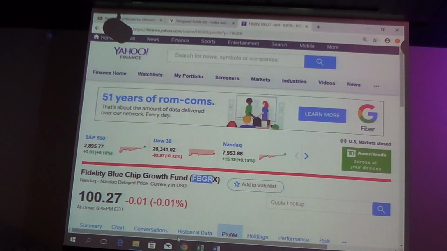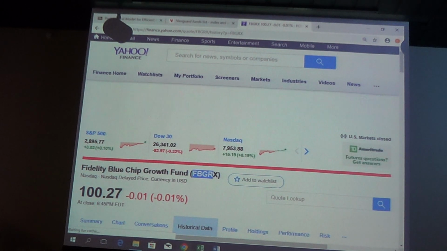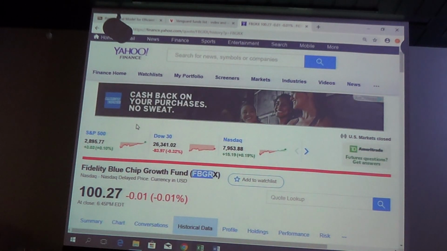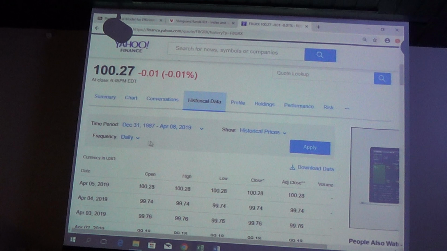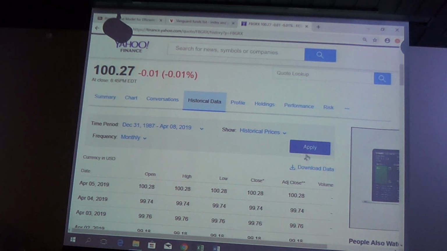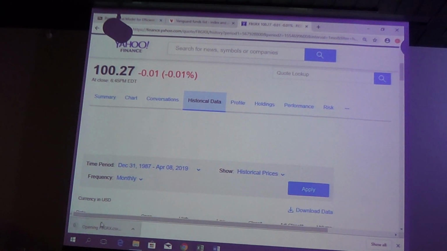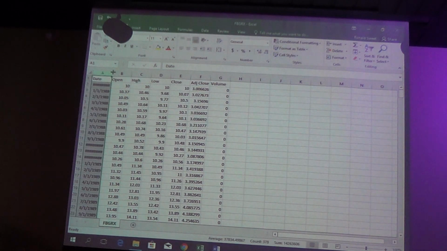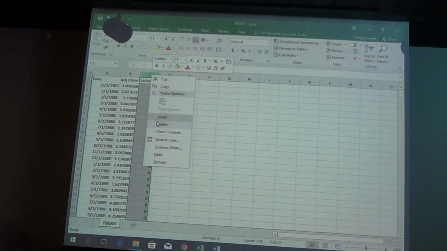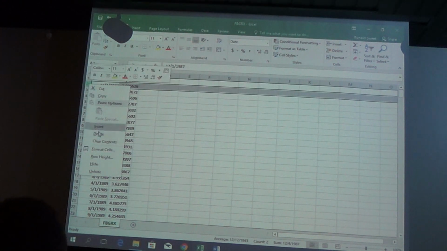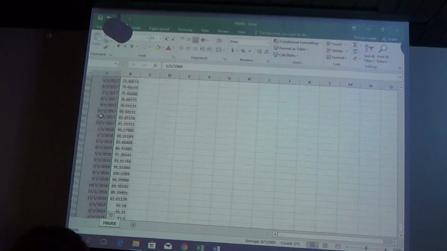Right, so I'll go back to historical data. Nothing happens. We'll do the max. Monthly. Bring that in. The exact same thing I did before. Get rid of everything but the adjusted close. Get rid of the first month. Go down to the very end and get rid of April. I'm going to copy and bring those over.